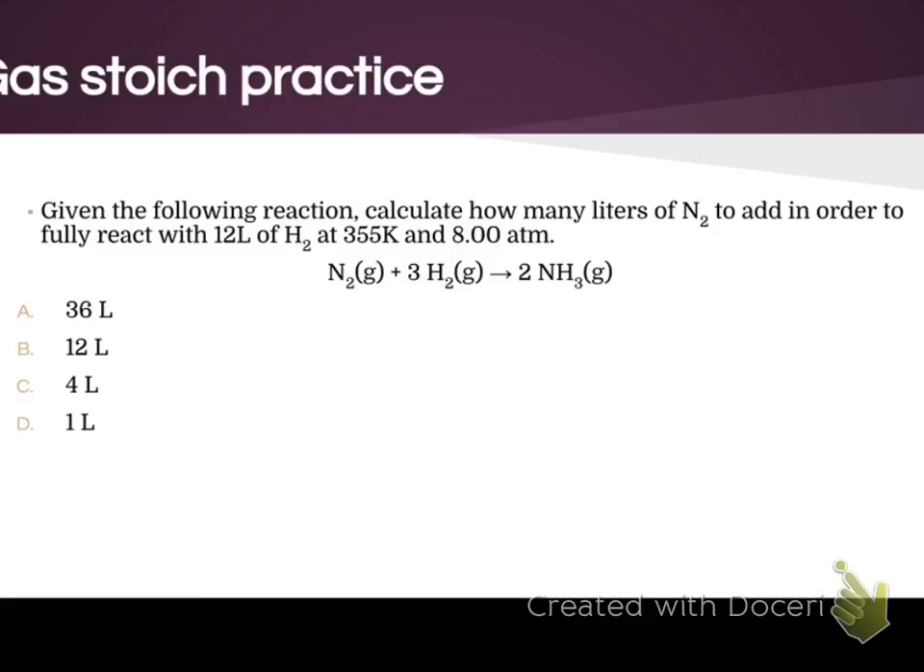So they give us a balanced reaction, so we don't have to balance it, it's already there. And they want us to calculate how many liters of N2 need to be put in to react with 12 liters of hydrogen gas. So we're starting with 12 liters of hydrogen. And you could figure out how many moles this is. Let's work that problem that way.